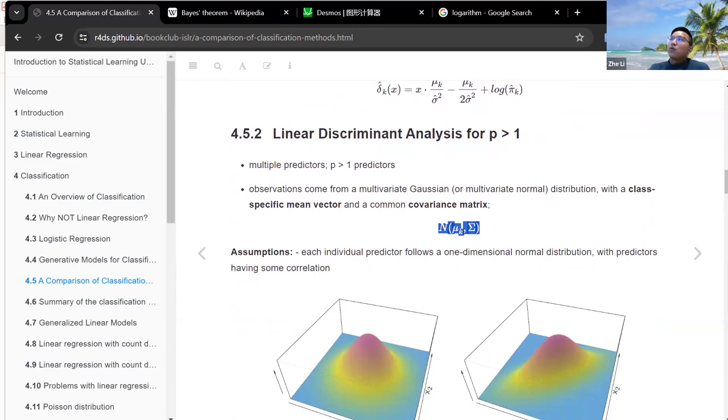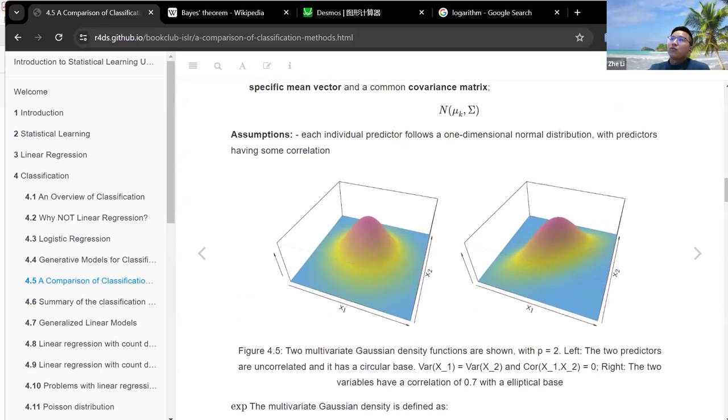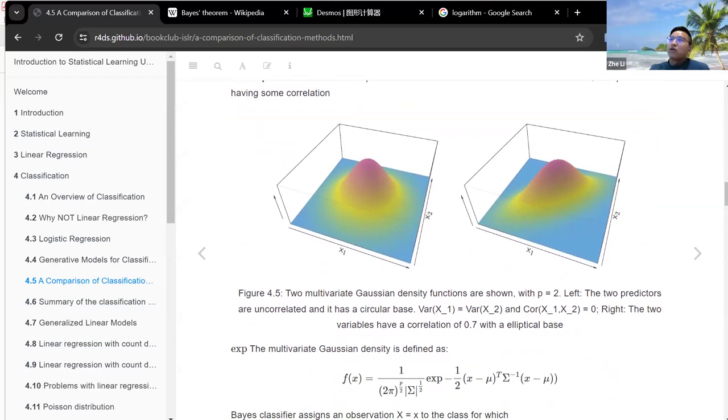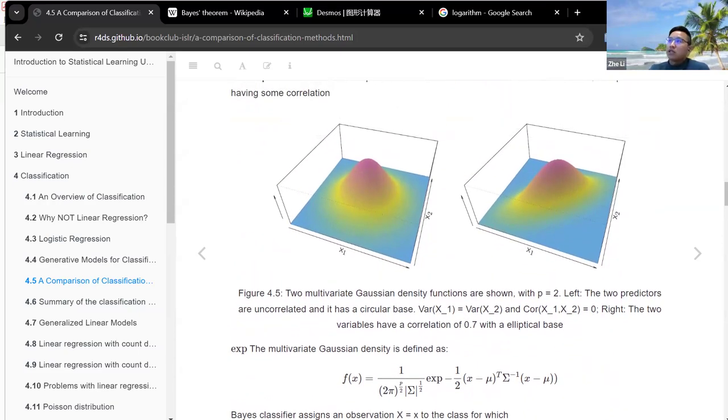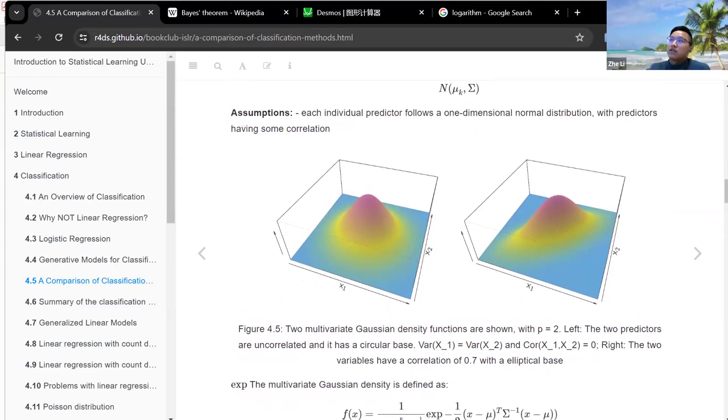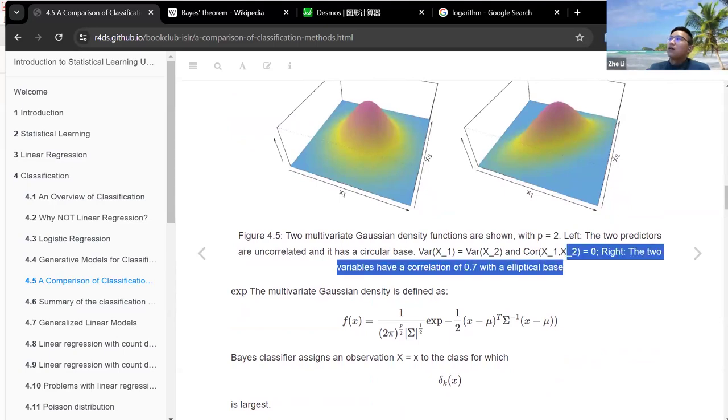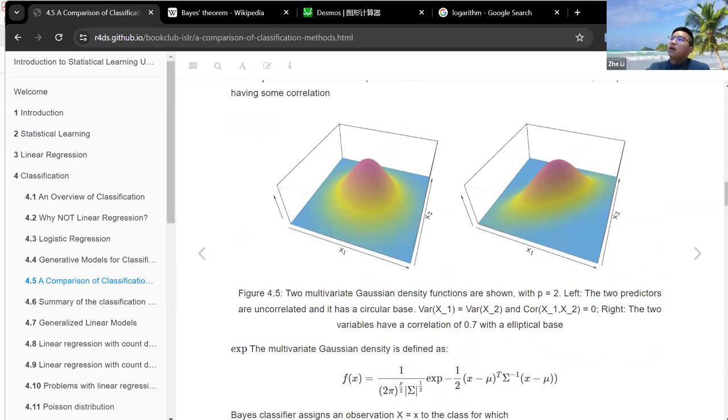But if we have multiple predictors, we will have a covariance matrix with the rows as one predictor and the columns as another predictor. The diagonal is their variance, and the other entries are the covariance. If we have two predictors, we can model this as a 3D graph, which is a multivariate Gaussian density function. In the case that they are uncorrelated, meaning the covariance between the two predictors is zero, if we take a slice at each level, we see a circle. If they are correlated, the overall graph turns into an elliptical shape.